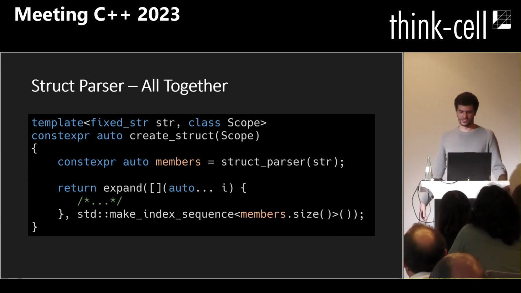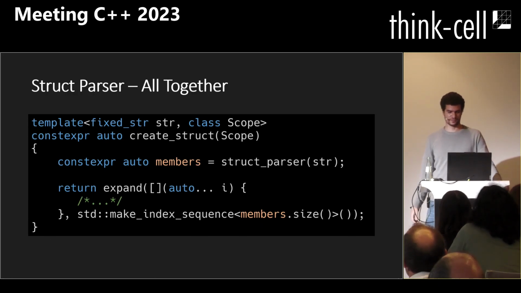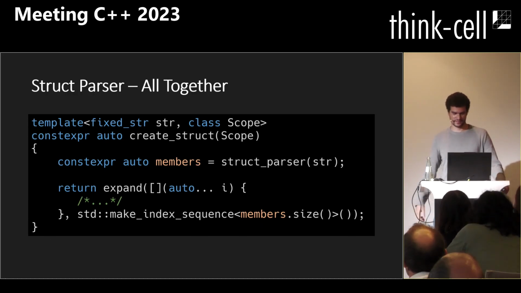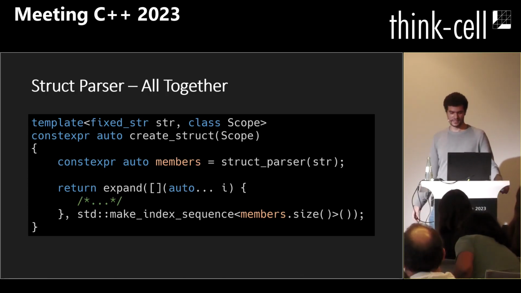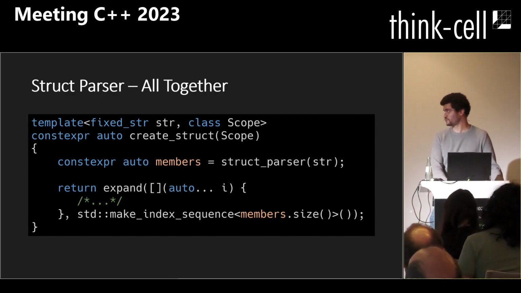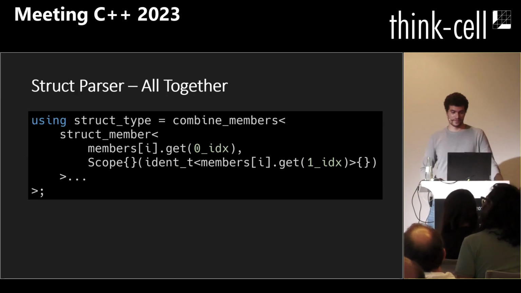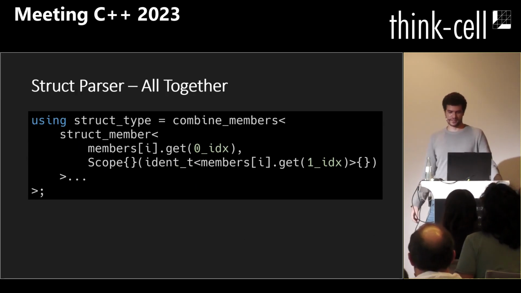This is how the function that creates the structs looks like. It takes the input string and the scope that will be used to map identifier. We first parse the input string to get the members, and then we create an index sequence for the members and expand it into parameter pack. We use a fold expression to create a struct member for each identifier pair.